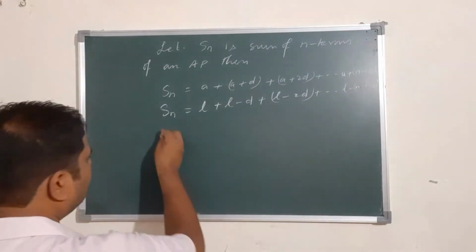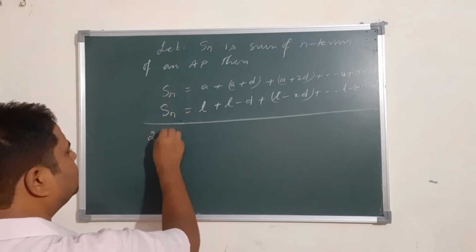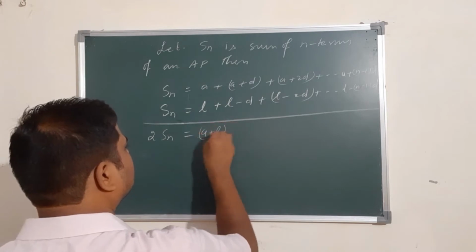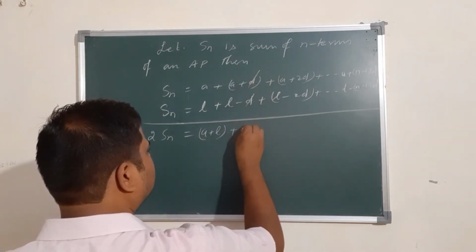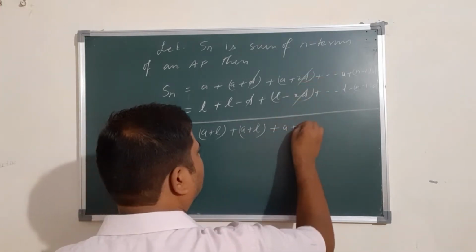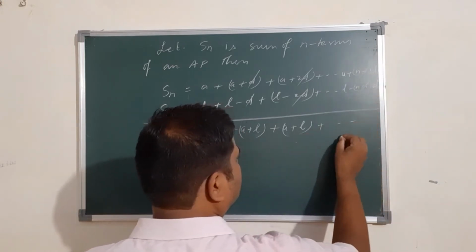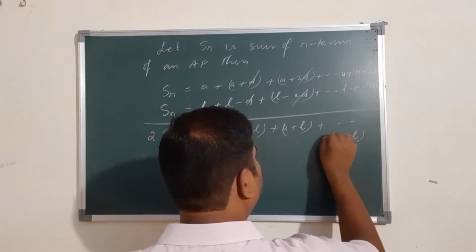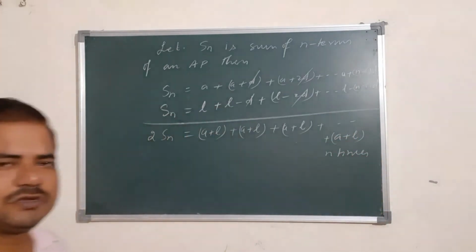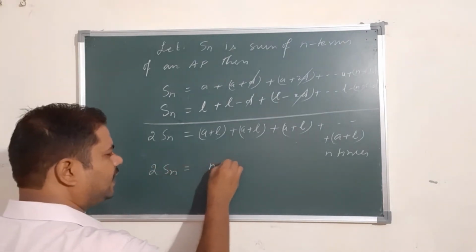Now adding both of the equations we will get Sn plus Sn, 2 times Sn, equal to a plus l, d cancels, this is also a plus l, 2d cancels, this is also a plus l, plus dot dot dot, n minus 1 d cancels, a plus l. But how many times? n times. So 2Sn can be written as n times (a plus l).